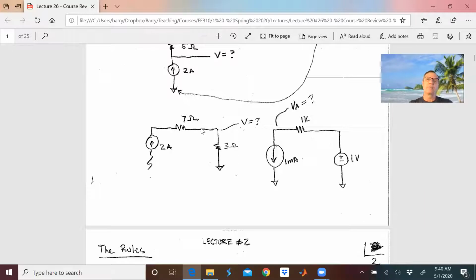I've got 2 amps going through 3 ohms. So let's do KVL on the fly. Start at 0, go up 2 amps times 3 ohms. I get 6 volts right here. And I can also say 6 plus 2 times 7, or 6 go up 14 gives me 20 volts here.